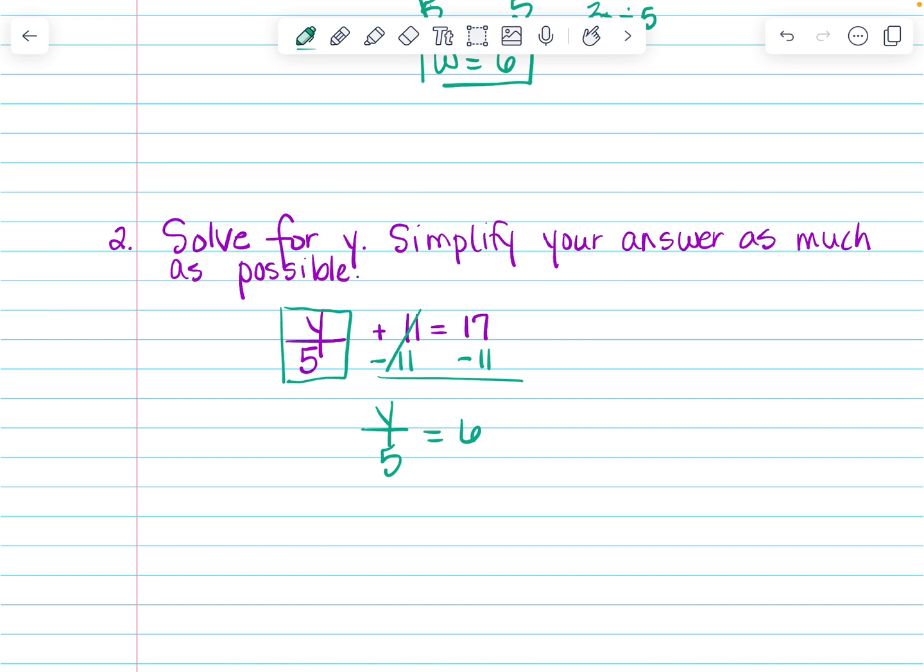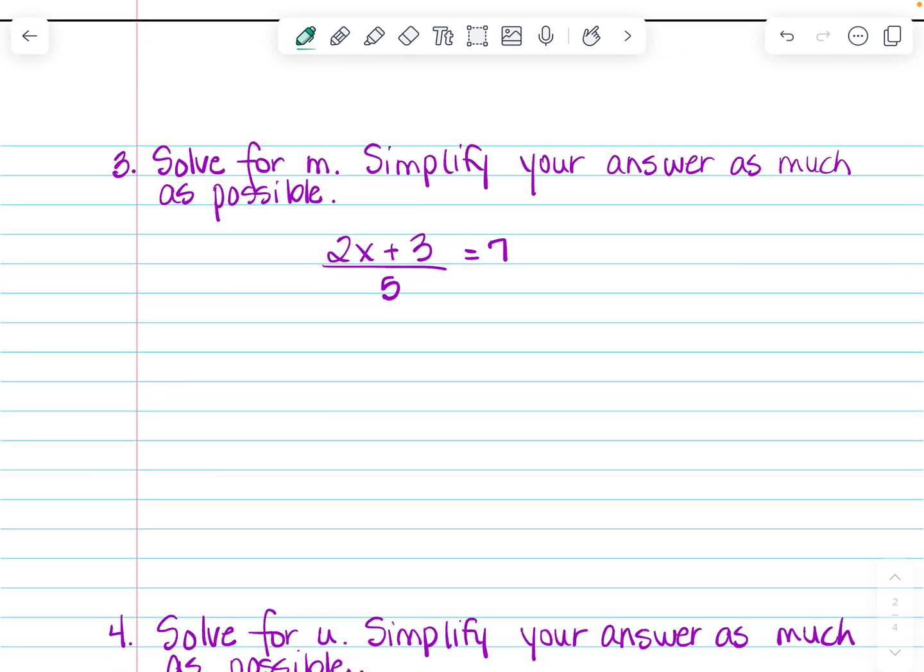Y divided by 5, we need to cancel out that division, so multiplication cancels division. So on the left, the multiply by 5 and the divide by 5 cancel out, leaving us with just y. And on the right side, 6 times 5 is 30.